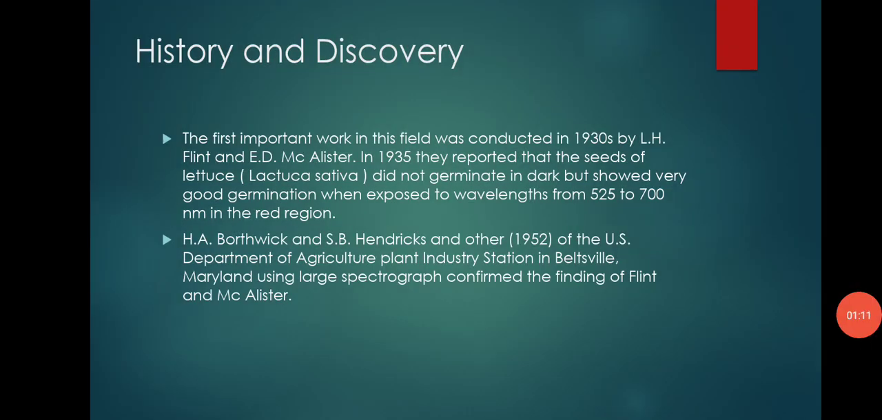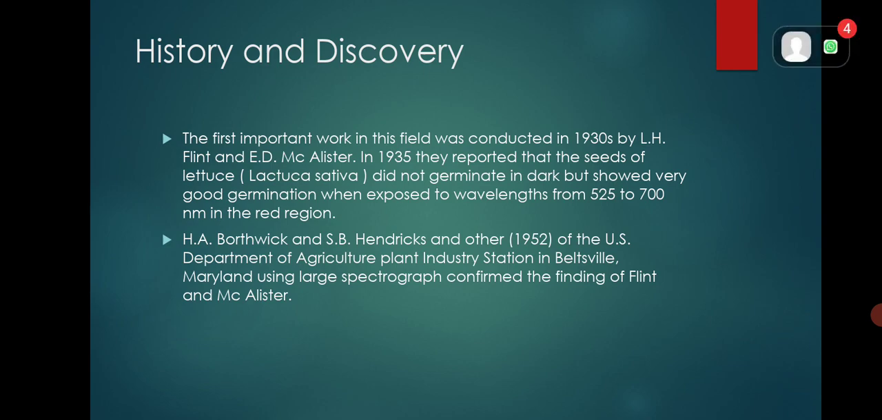History and discovery. The first important work in the field was conducted in the 1930s by L. H. Flint and E. D. McAlister. In 1935, they reported that the seeds of Lactuca sativa did not germinate in the dark but showed very good germination when exposed to wavelengths from 525 to 700 nanometers in the red region.